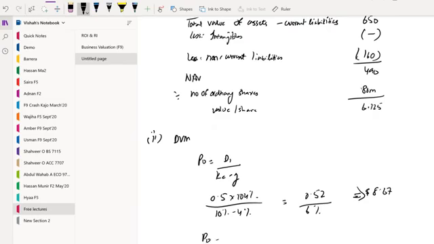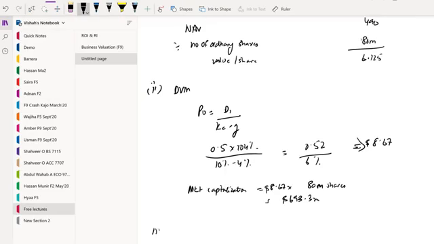Now total market capitalization would be 8.67 into 80 million shares. That would give us 693.3 million.